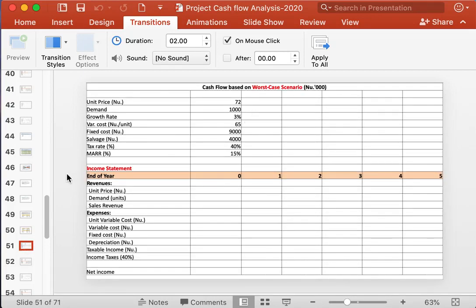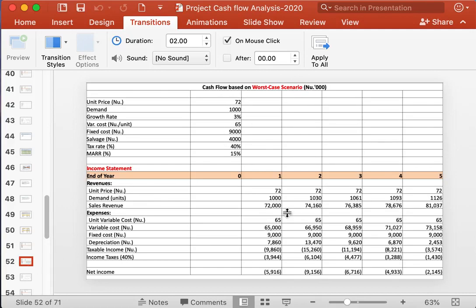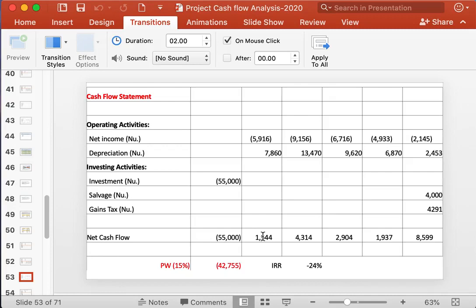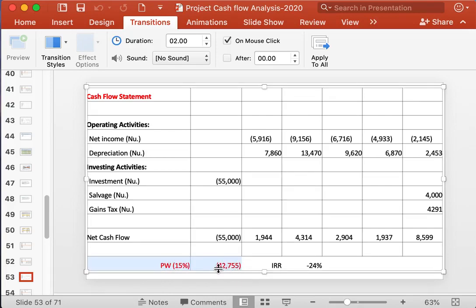So as before, you can proceed. You can put the values of each of these key variables for worst case scenario in this column, and then proceed with the income statement and generate net income using these values, and then generate the net cash flow, and from that you calculate the net present worth, which gives minus 42,755.